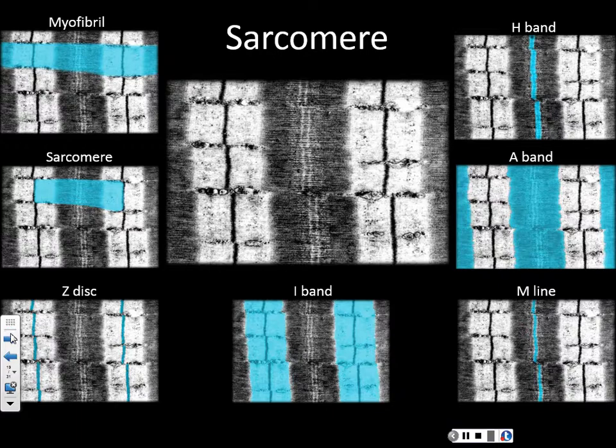And again, this is a picture showing you a sarcomere from Z line to Z line, right? And then the I band on either side of the Z line, because this continues on and so forth. And then you can see the M line right in the middle.